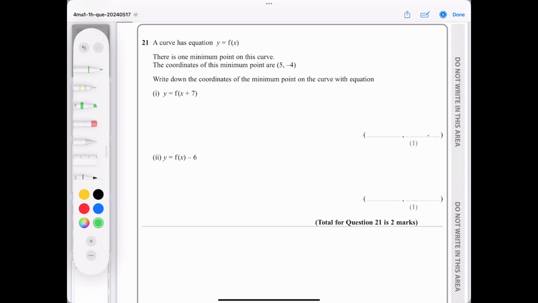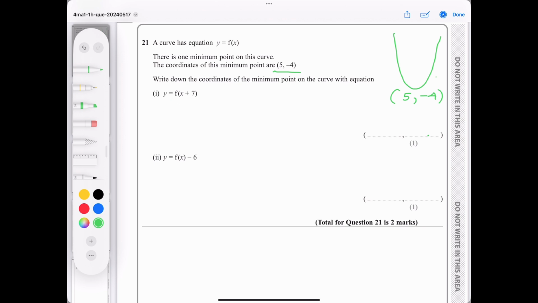I'm going to do the last 3 or 4 questions, or maybe 5 questions of this paper. So a curve has an equation y equals f(x). There's only one minimum point on this curve, and it's (5, -4). So that means that its x point is 5 and its y point is minus 4, and it's probably a quadratic.